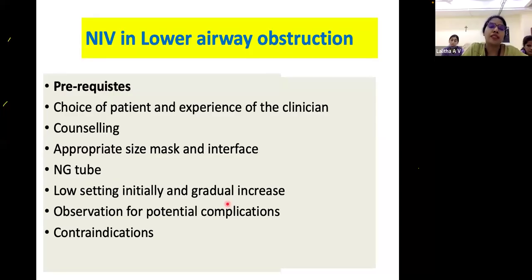But it's labor intensive. Your nurses should be trained and tuned to the NIV setting and should know certain contraindications, like depressed sensorium, if airway reflexes are lost in such a patient, or hemodynamic instability. So you should be avoiding NIV.